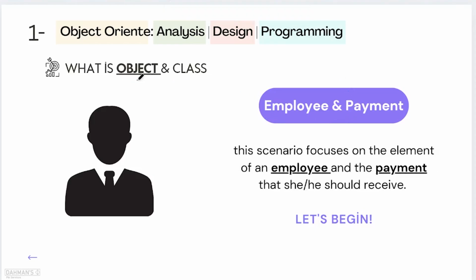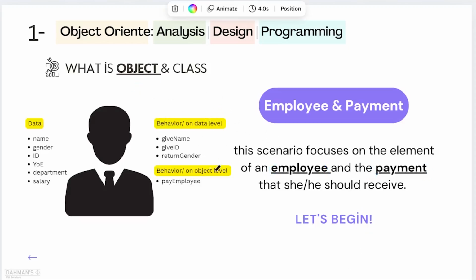Let's look at the word of objects. Once again, as I said, the word employee and the word payment, both of them are nouns, both of them are potential to define what object is all about. And according to what we have learned in the previous section, object is just a representative of data and behaviors. So if we take the employee first and try to look at the data or the kind of the attributes that an employee might have, obviously we could have like the name of the employee, the gender, the ID, maybe year of experience, department, salary, etc. And so many other attributes you can add much as you like.